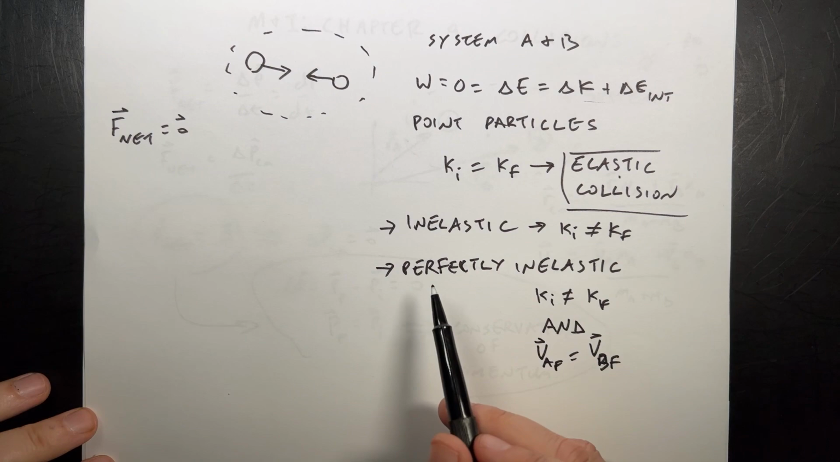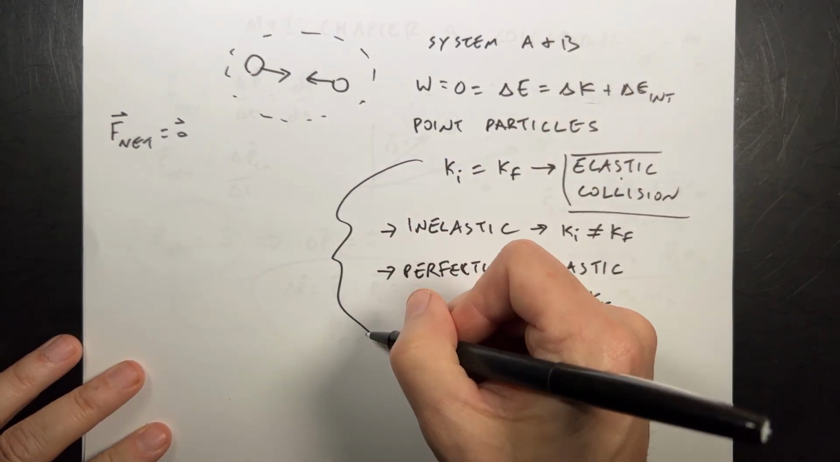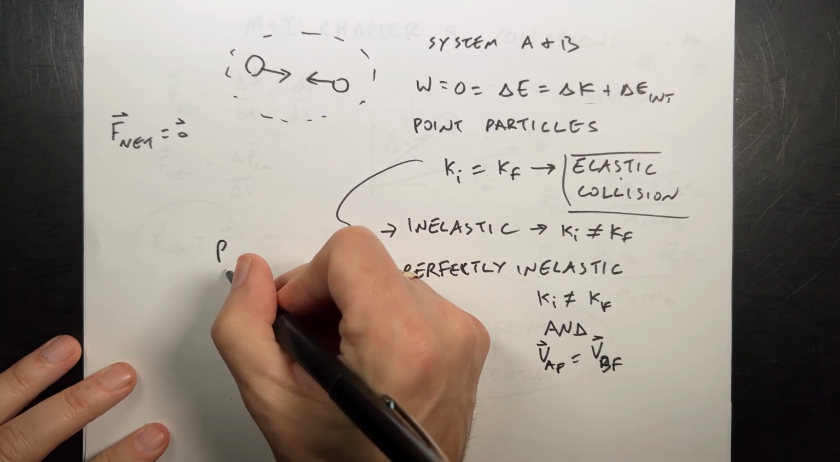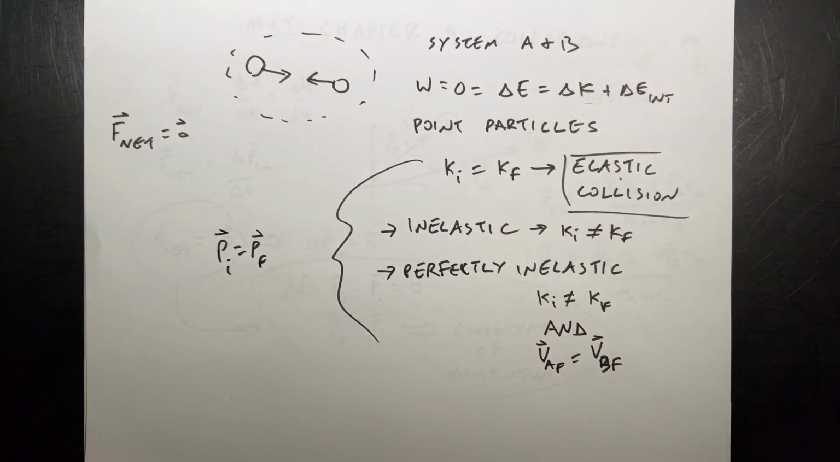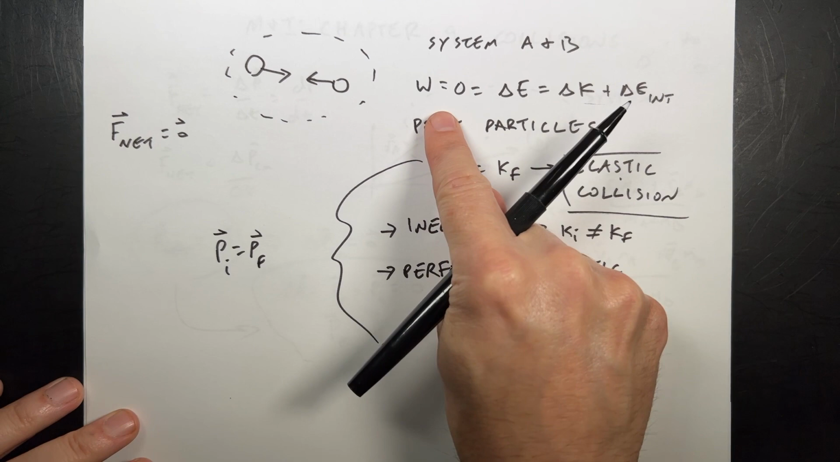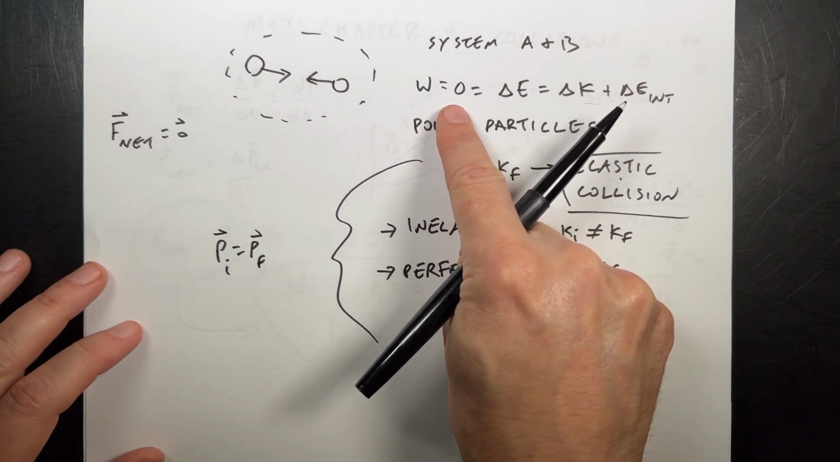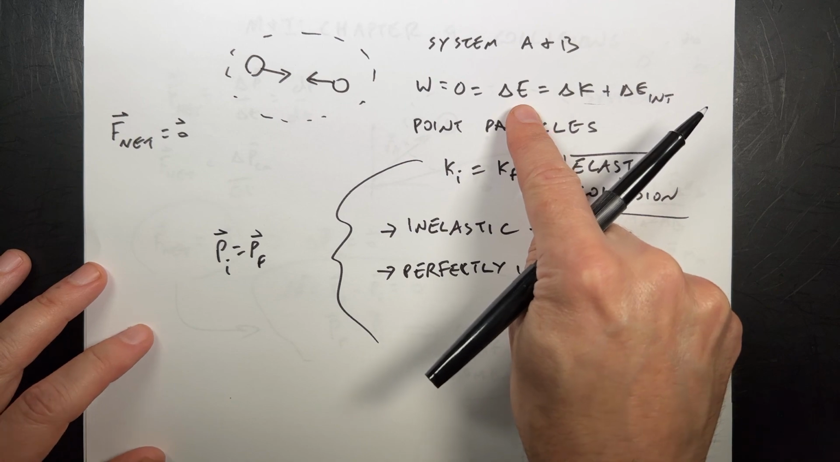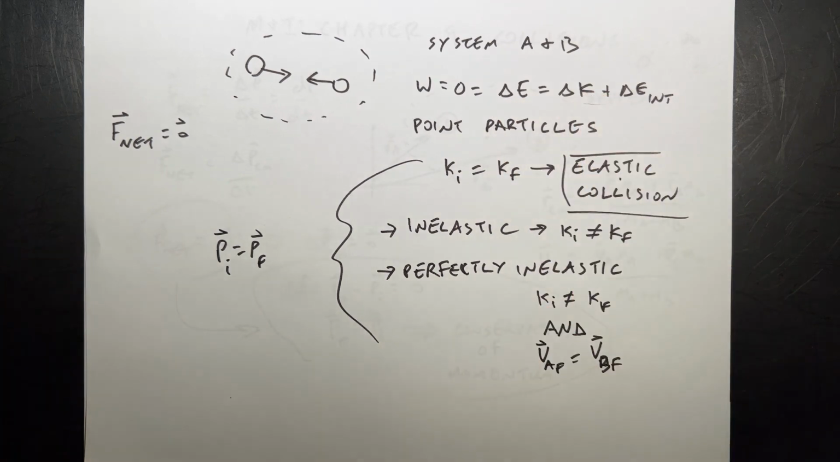In all of those cases, though, if F net is 0, momentum is conserved. And I see that people get confused with that. P initial equals P final for all three of those cases. It has to do with the difference between momentum and energy: we only have one kind of momentum, so the net force means the total change of momentum is 0. But if you have a more complicated system, you can have more than one type of energy, so it's not just kinetic energy. Okay, so that's that.